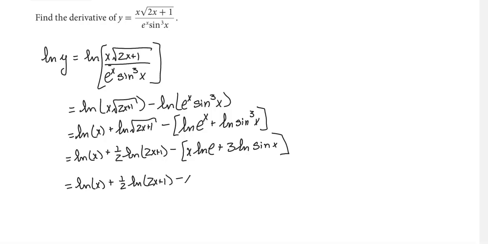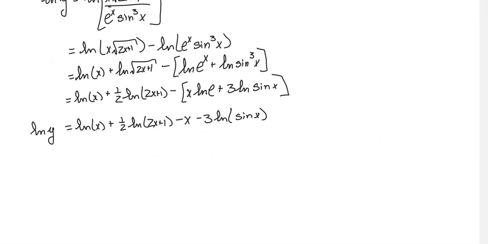I'm going to distribute that negative. And I'm going to distribute that negative here. ln, and remember this is sine of x. So this guy is equivalent to this guy. And now this is going to be really easy for us to take the derivative of. We can just take the derivative of each piece.